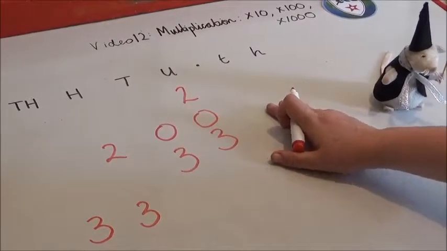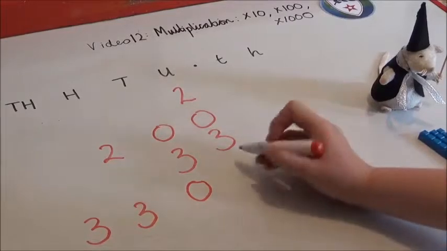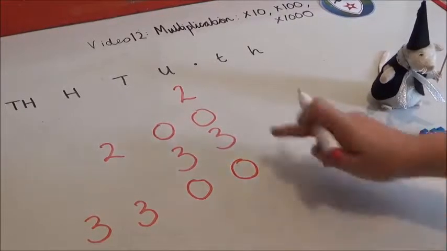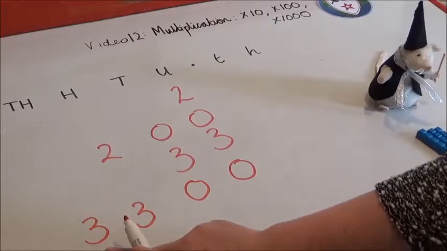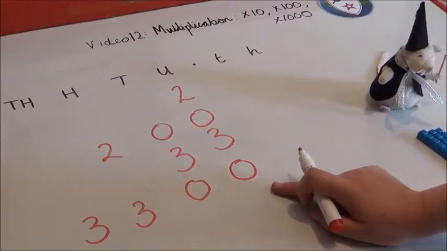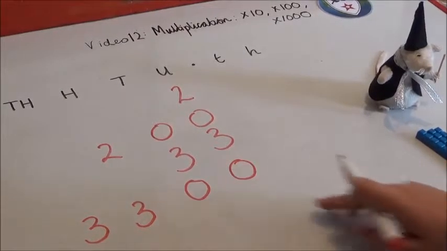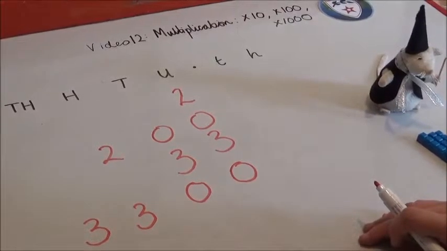We have no tenths, so we're going to have no tens. We have no hundredths, so we'll have no units. So 33 times by 100 would be 3,300. Again, some people will go, that's easy, we just add two noughts. Again, not the case when we come to decimals.